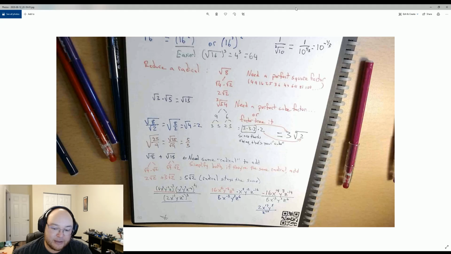But 16 divided by 8 is 2. 14 minus negative 3. And it looks like a 5. I apologize, but that's a 3. So 2 negatives make a positive, so that turns into 14 plus 3, which is 17. 8 minus 3 is 5. That's why it's y to the 5th.